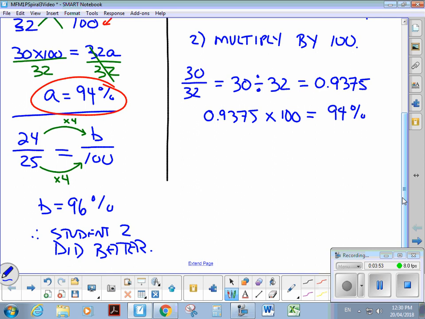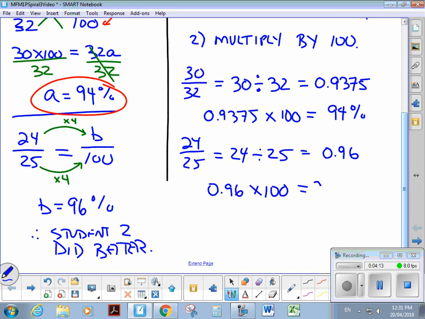All right. So just to finish this one off, the 24 out of 25. We would convert it to a decimal by doing 24 divided by 25. It would be 0.96. And you would multiply by 100 and get 96%. Now the examples moving forward, I'm going to use method one because it's the one that's bulletproof. It's the one that works in multiple applications moving forward.